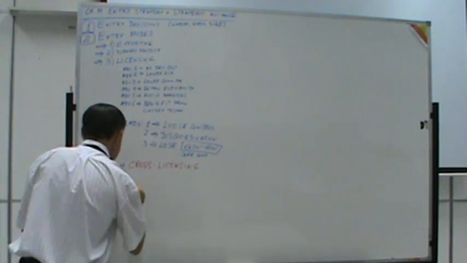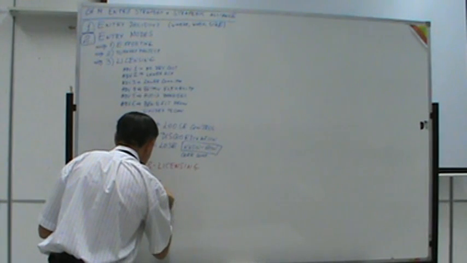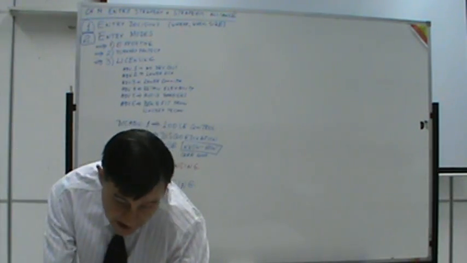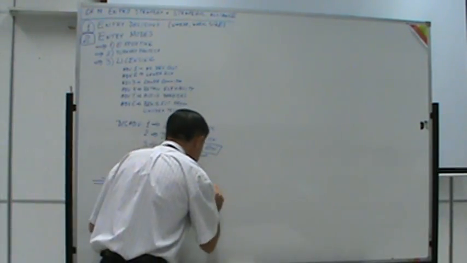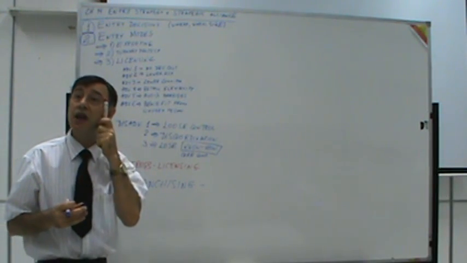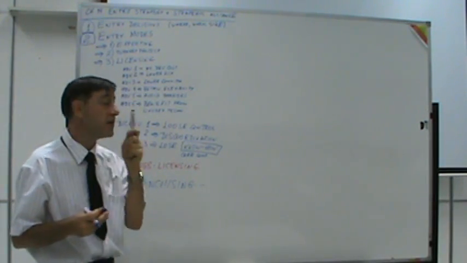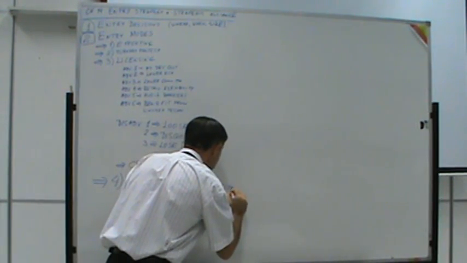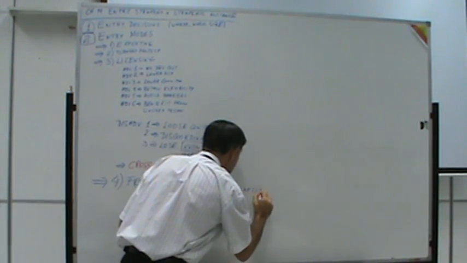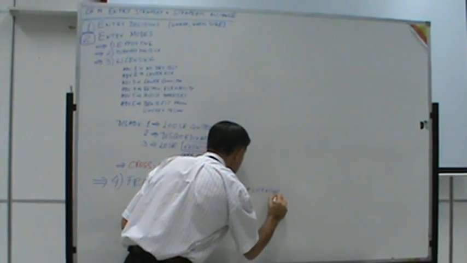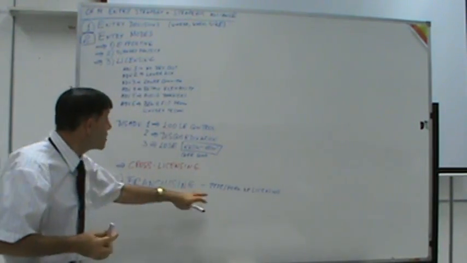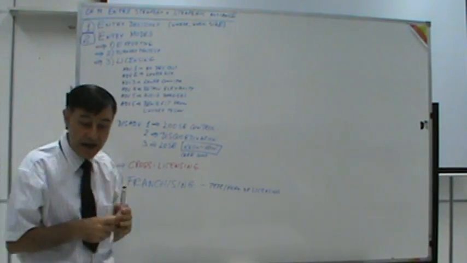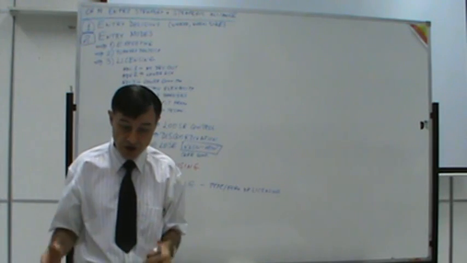Number 4 is franchising. Franchising is fairly easy if you understand that it's a specialized form of licensing. So it is a type or form of licensing. So it's got pretty much all the advantages and basically all the disadvantages of licensing with minor modifications.